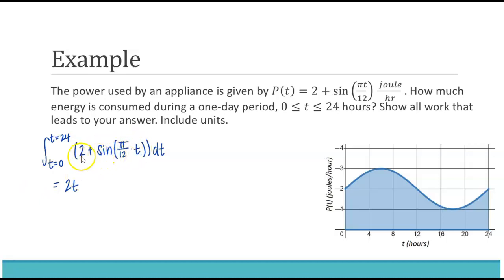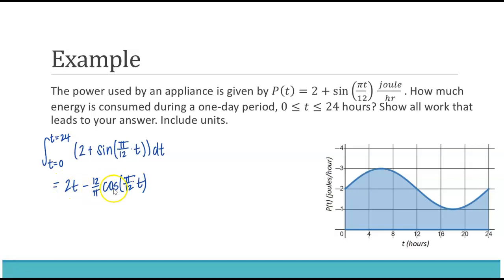Well, the antiderivative of sine is negative cosine. So we'll have negative cosine of pi over 12 times t. But it's not just t, it's pi over 12 t. So what has to go in the front of cosine is the reciprocal. So that would be 12 over pi.